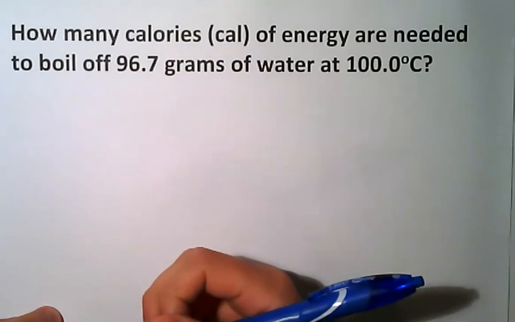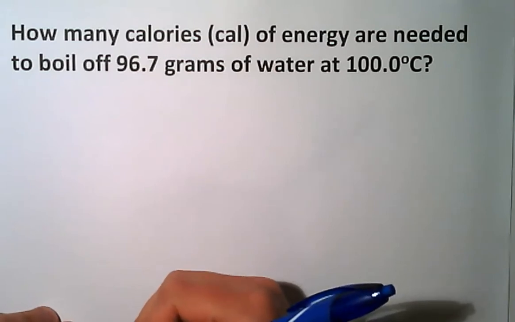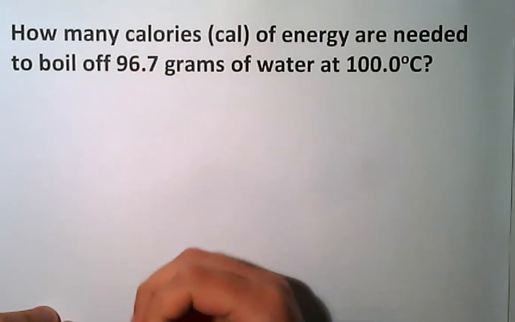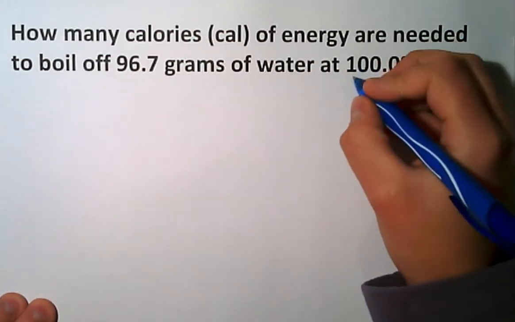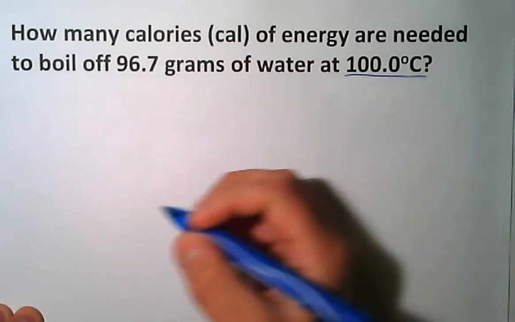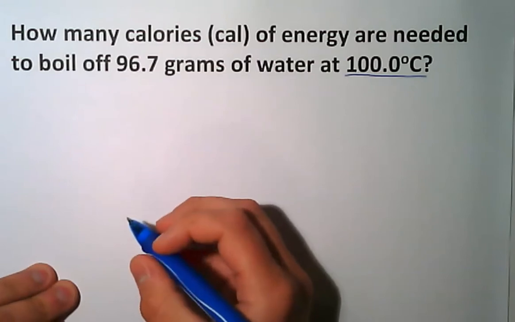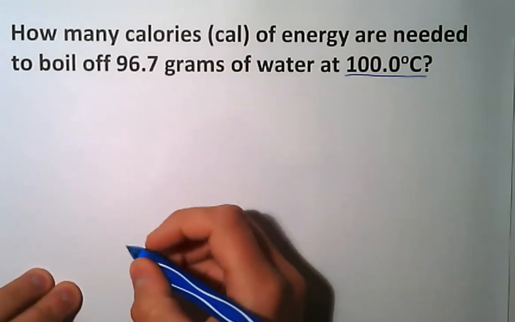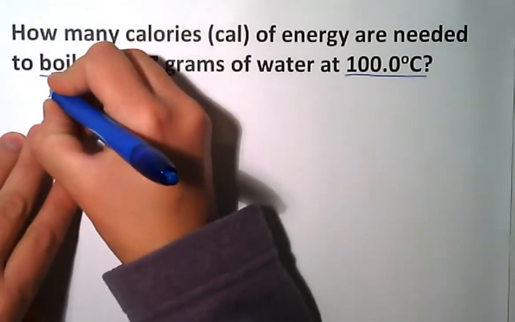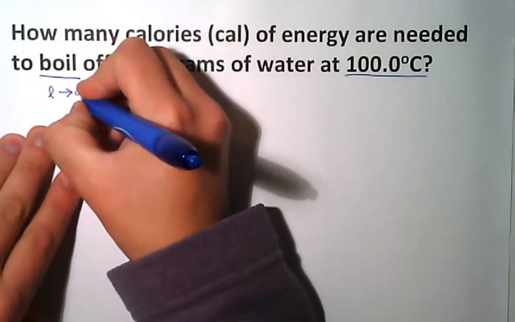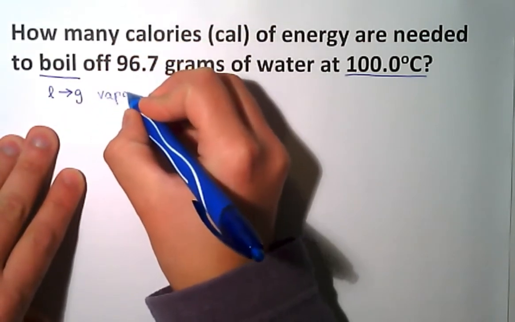This next problem says, how many calories of energy are needed to boil off 96.7 grams of water at 100 degrees Celsius? So water boils at 100 degrees Celsius. We don't need to change the temperature at all. We just need to figure out the energy needed for the phase change to happen. So boiling means that it's going from the liquid phase into the gas phase. We also call that transition vaporization.